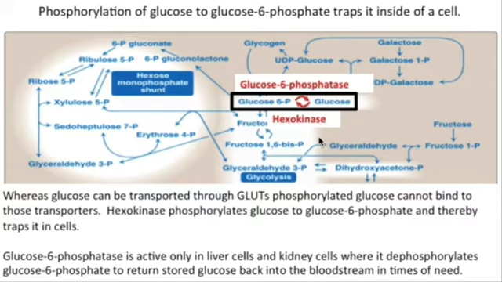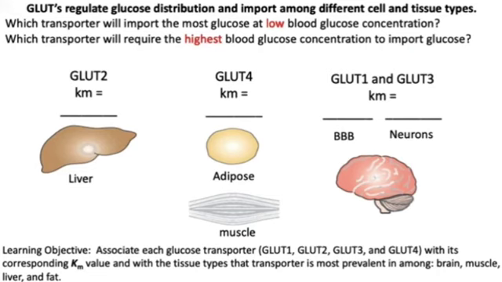Now, in terms of these transporters, it turns out that different types of tissues have different types of transporters. This is absolutely a learning objective. You're going to need to absolutely just outright memorize that the liver has a lot of glucose transporter 2. Adipose and muscle tissue both have a lot of glucose transporter 4. And the brain has a lot of glucose transporter 1 and glucose transporter 3.